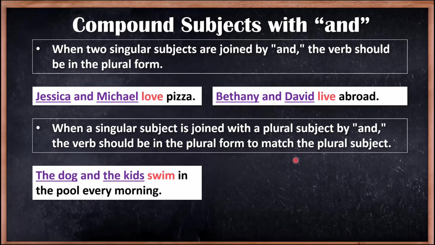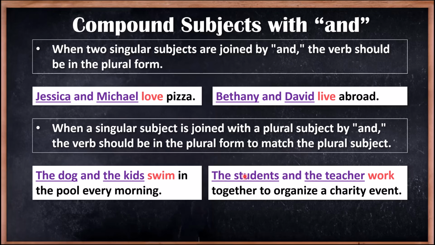For example, the dog and the kids swim in the pool every morning. We have the singular subject, the dog, and plural subject, the kids, but the verb is still plural. And this doesn't change if you switch the order of the singular subject and the plural subject.